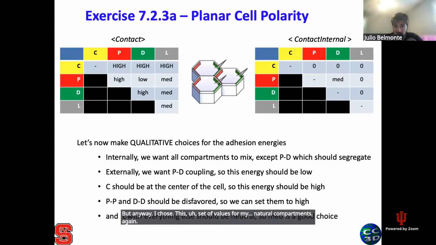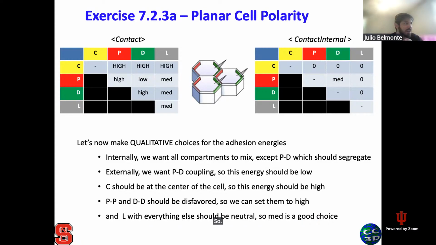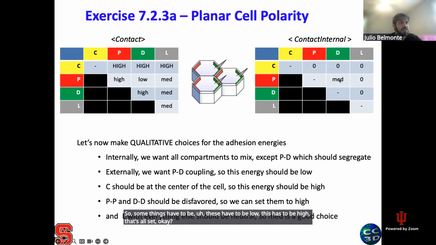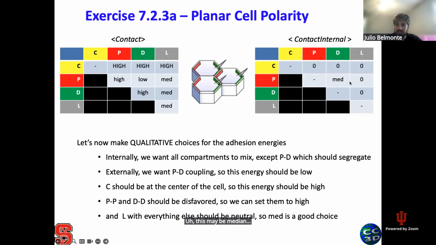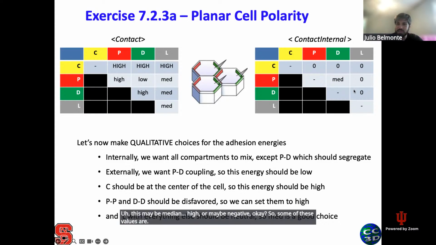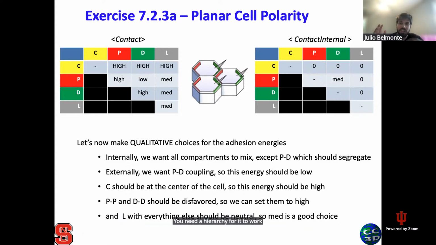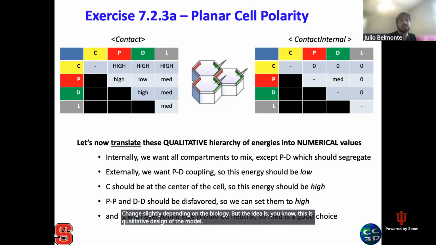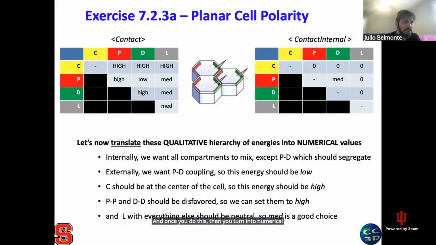Again, you may change this depending on the biology. So many of those things you can actually change based on the biology. So some things have to be, this has to be low, this has to be high. That's all set, okay? These may be medium, high, or maybe negative, okay? So some of these values, you need a hierarchy for it to work. Some of the other values may be changed slightly depending on the biology. But the idea is you do this qualitative design of the model, and once you do this, then you turn it into numerical values, okay?